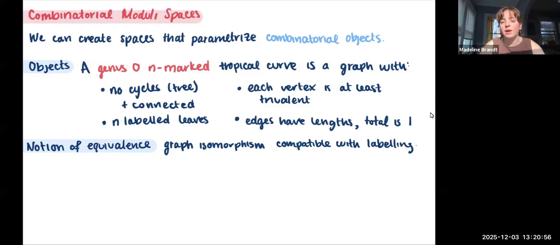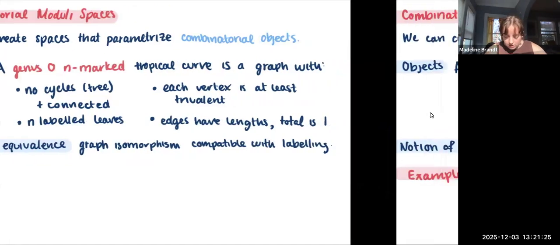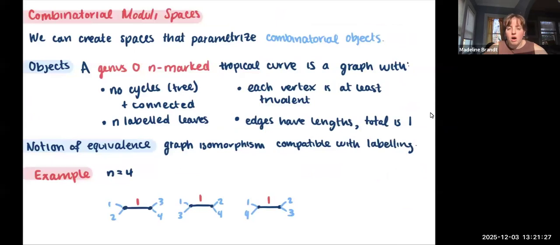Okay, so this is a lot of random conditions. It's not clear where they came from, but the point is this is going to be the correct moduli space to compare with the algebraic geometry example that we've been looking at. So when are two such things equivalent? If you have a graph isomorphism that preserves the labels on the leaves, then two of these things are equivalent. Here's an example of what they all look like for n equals 4.